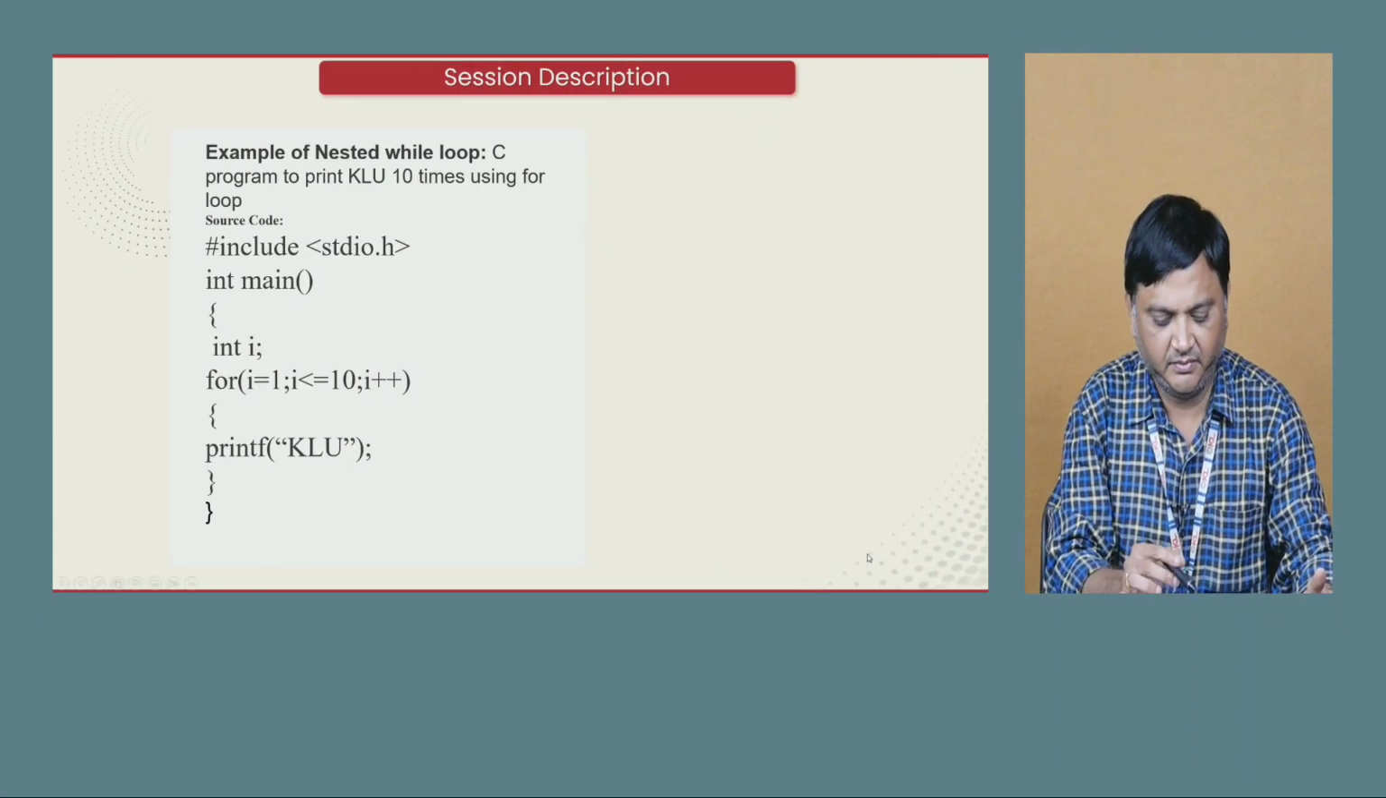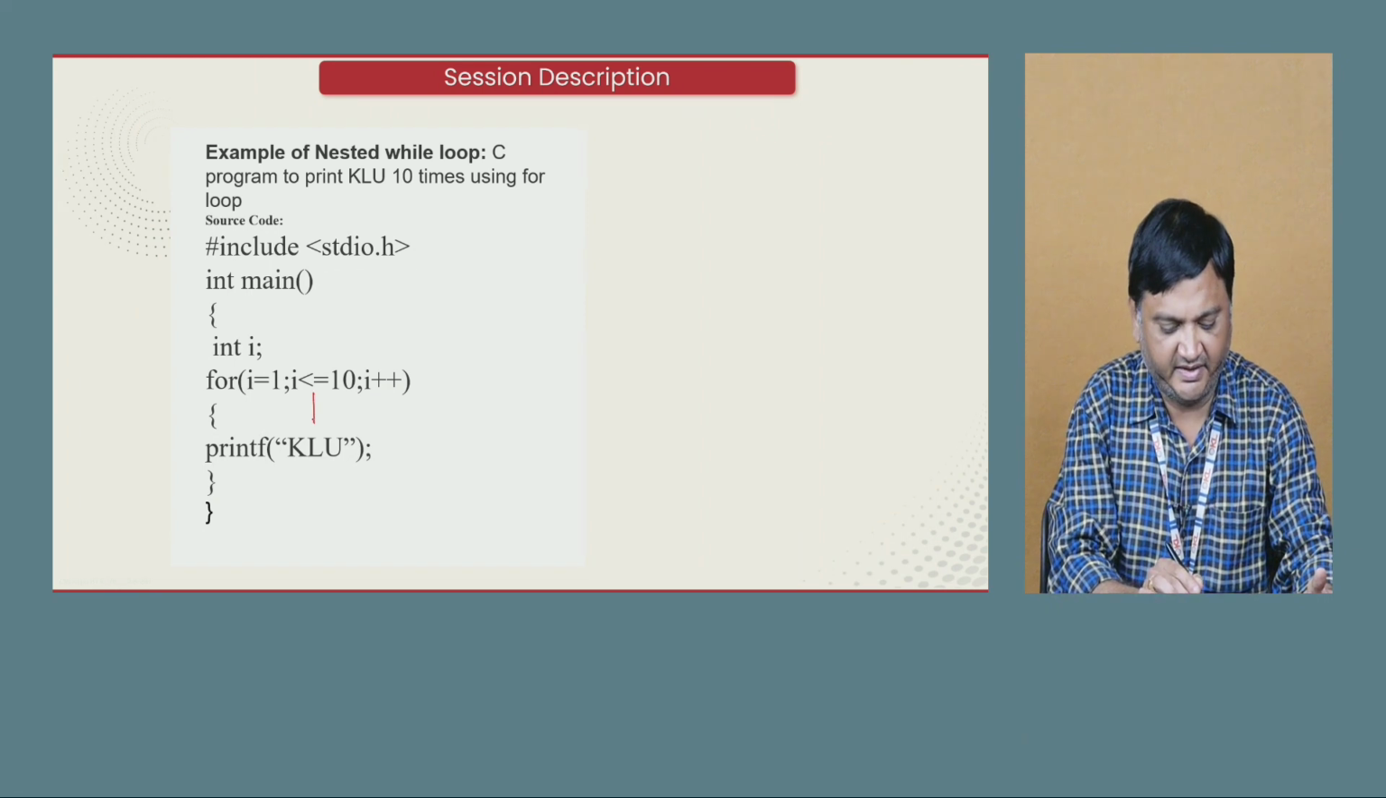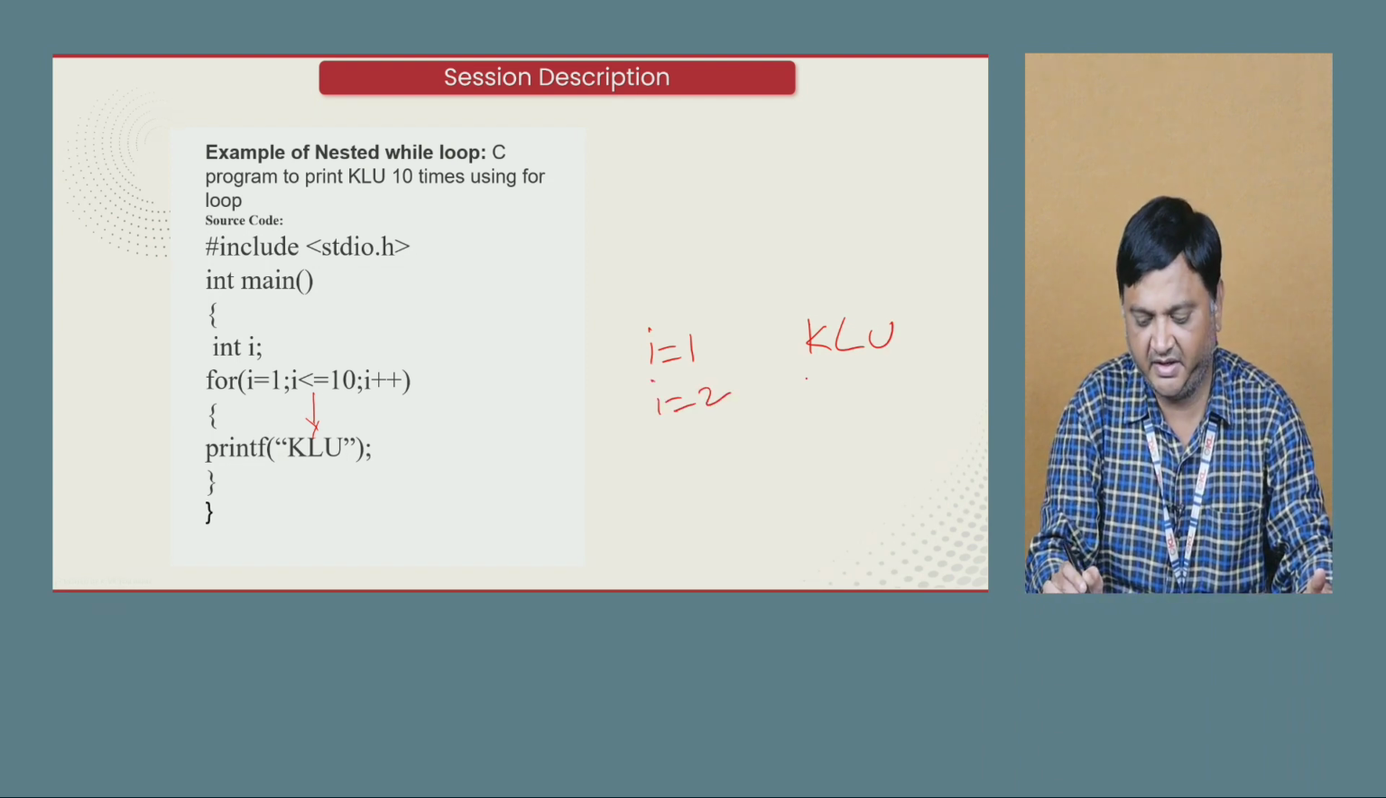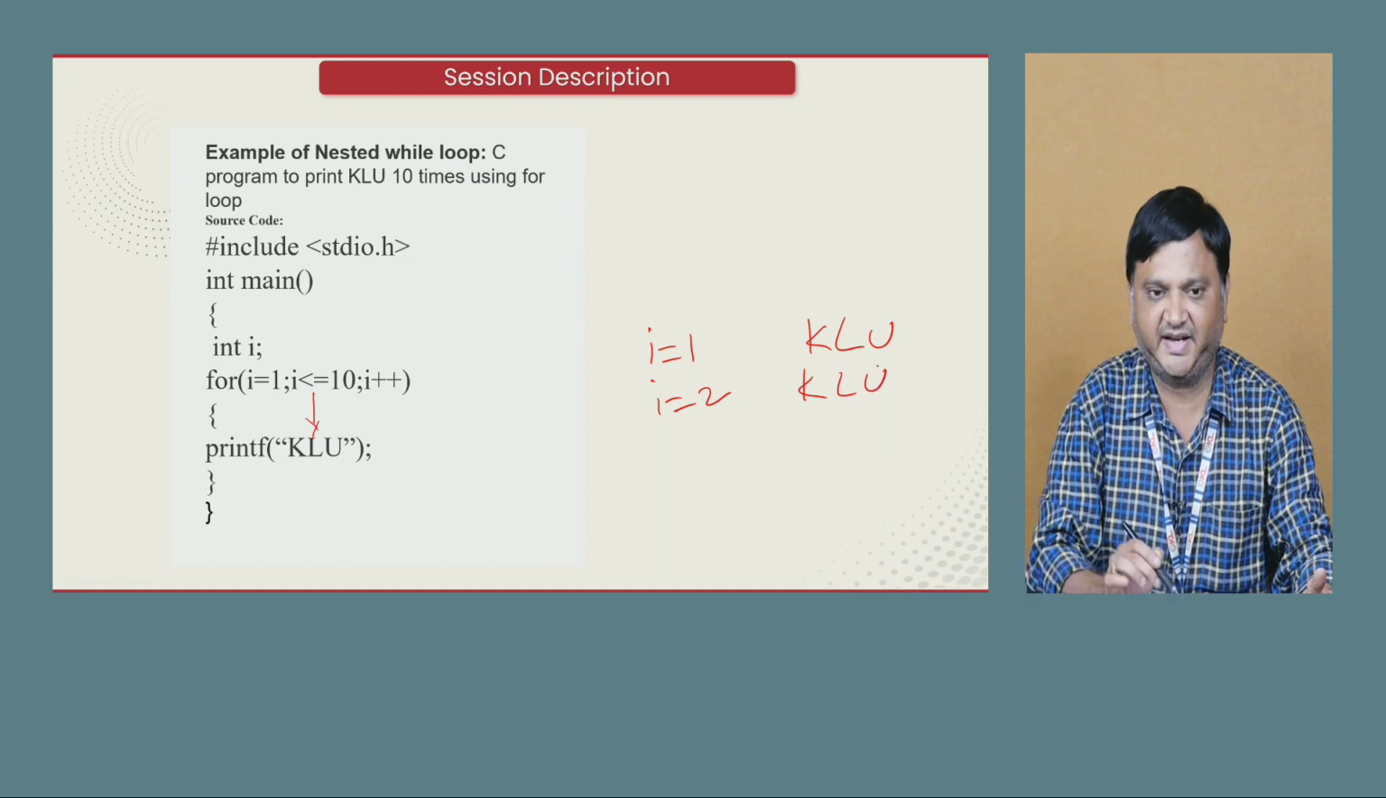The condition is true. Again it goes inside. It prints. So initially I is equal to 1. KLU is printed for the first time. Next, I will be incremented. So KLU will be printed for the second time.